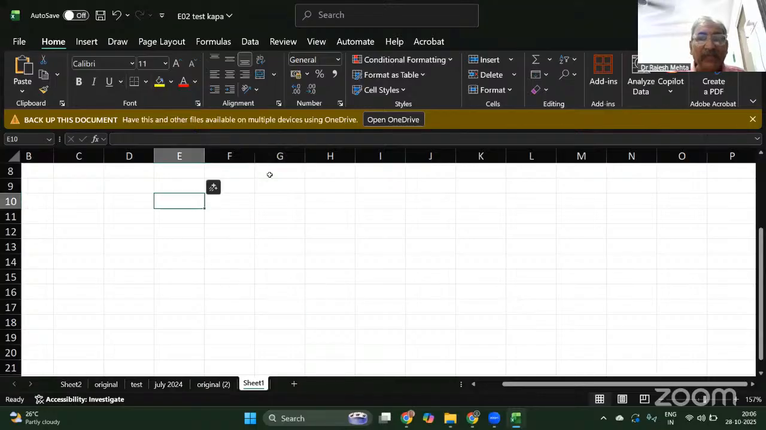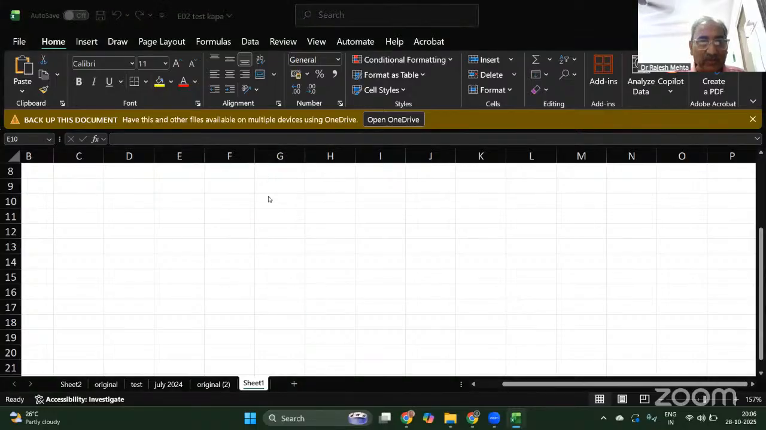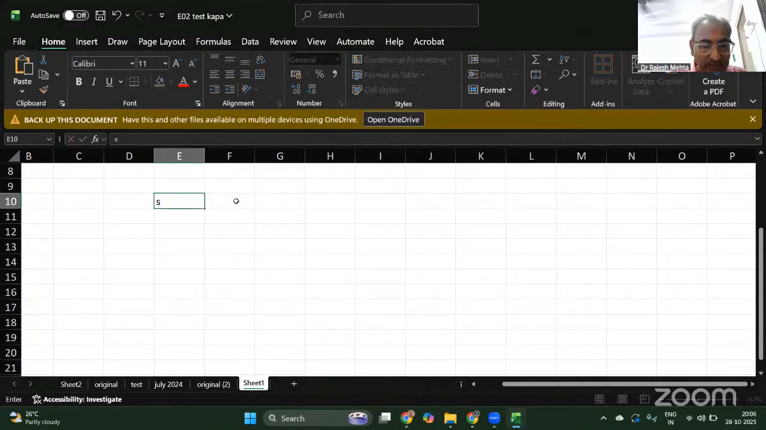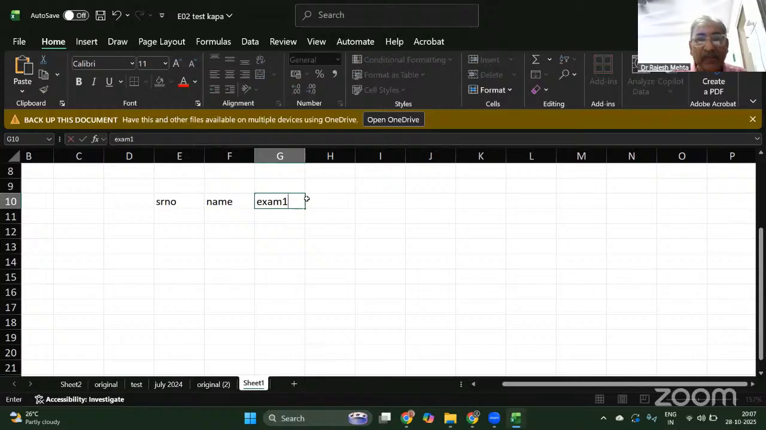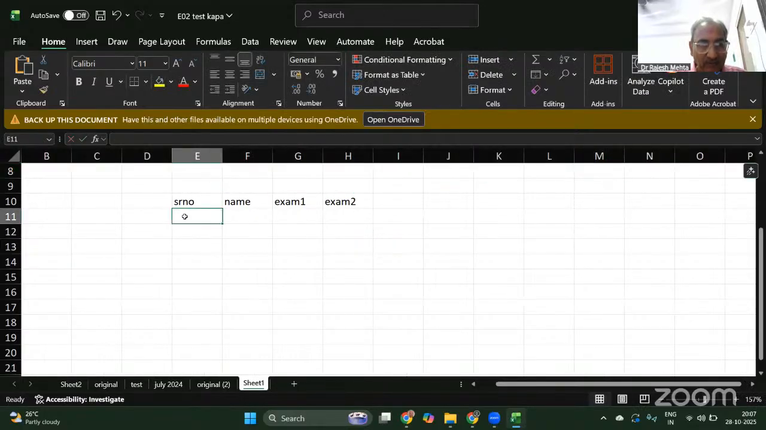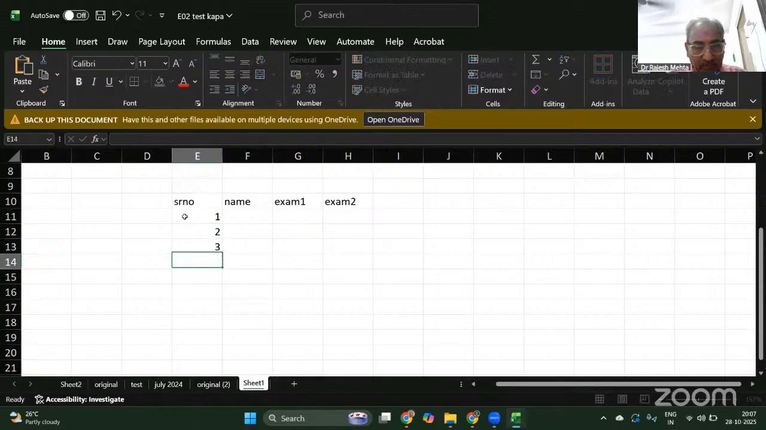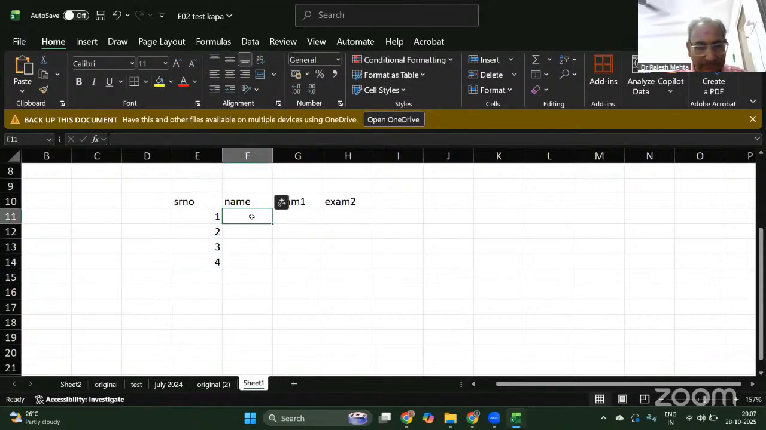So how to design the database is very important. Suppose we have examined 40 students. So serial number, name of student, and then examiner one, examiner two. It looks very simple, but if you have this data, then the analysis will be simple. And then one, two, three, four, like this.